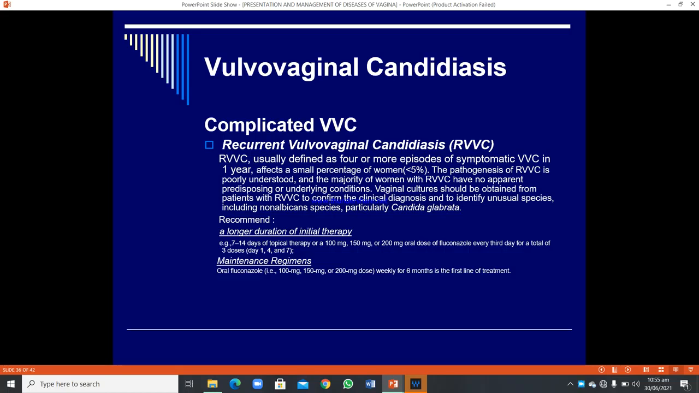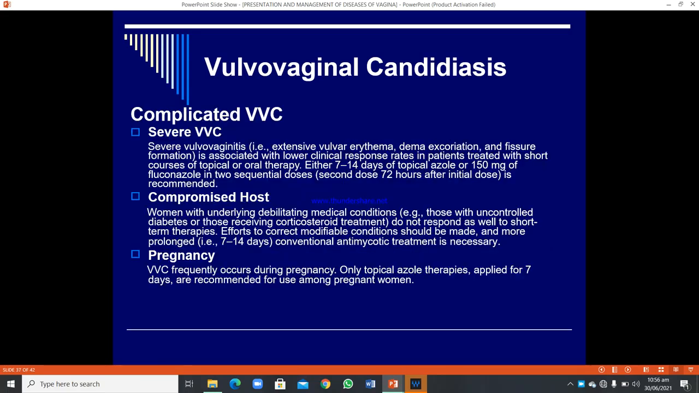Recommended, number 1, is a longer duration of initial therapy, for example 7 to 14 days of topical therapy, or 100, 150, or 200 milligram oral dose of fluconazole every third day for a total of 3 doses, that is day 1, 4 and 7. Maintenance regimen: oral fluconazole, for example 100, 150 or 200 milligram dose weekly for 6 months is the first line of treatment.